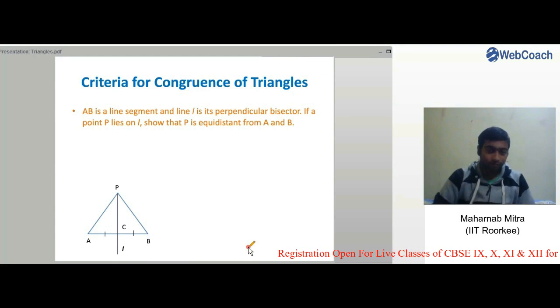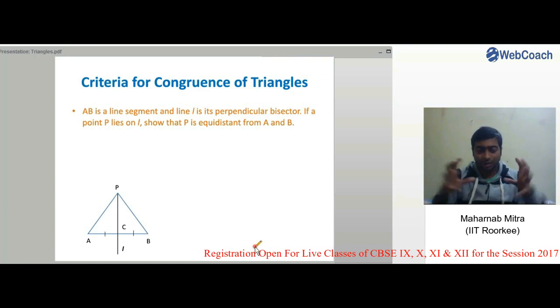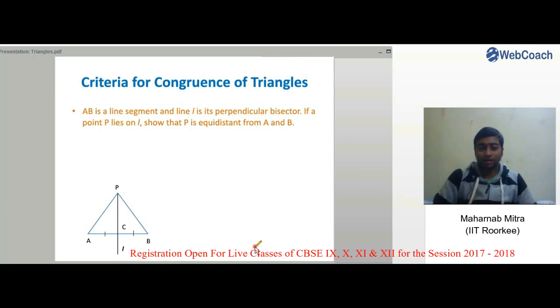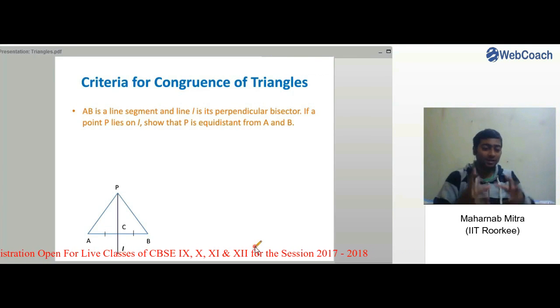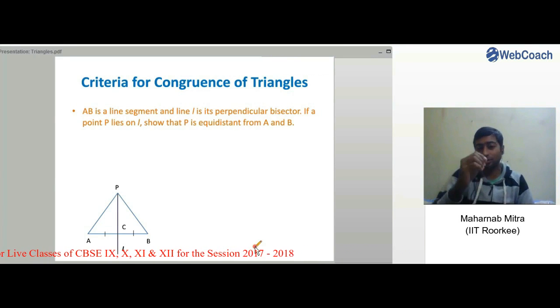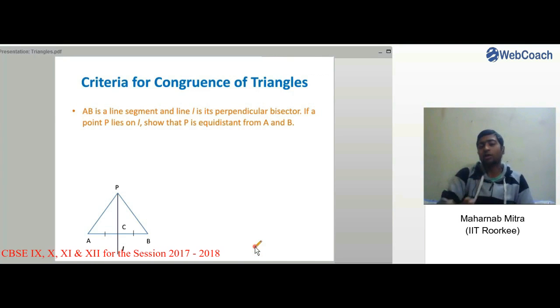And P is lying at some other point. So let us look at it in terms of triangles now. Are you able to see the triangles ACP and BCP?